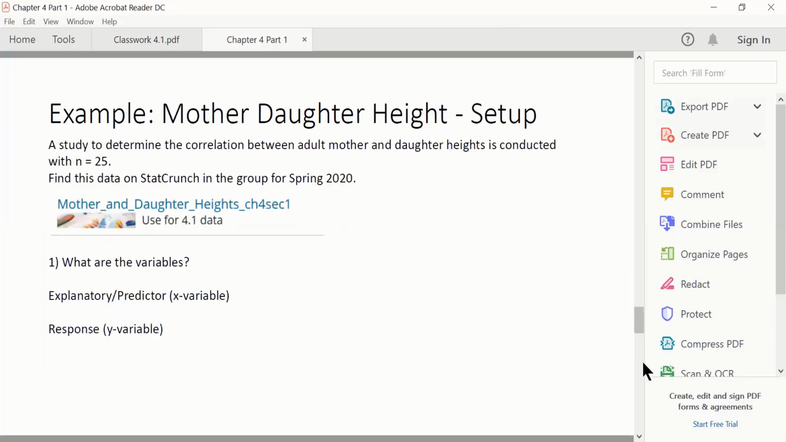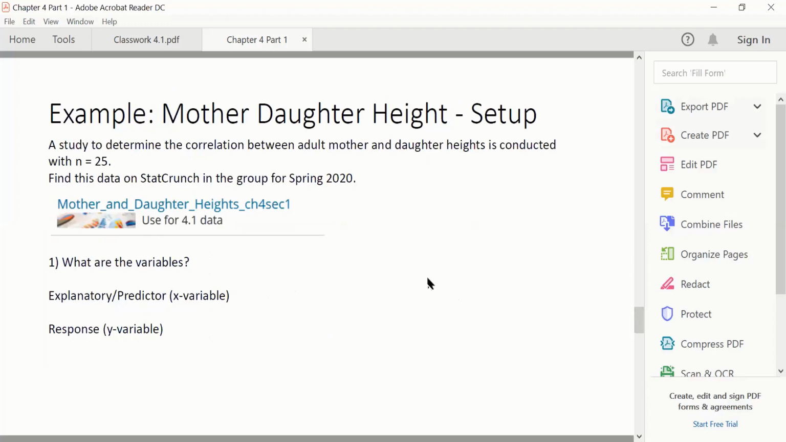So I've set up an example for you in StatCrunch called the mother-daughter height. We're going to look at a study to determine the correlation between adult mother and daughter heights to see if there's a correlation. So this data is going to be found on StatCrunch in the group for spring 2020. And it looks like this, so you can find it.